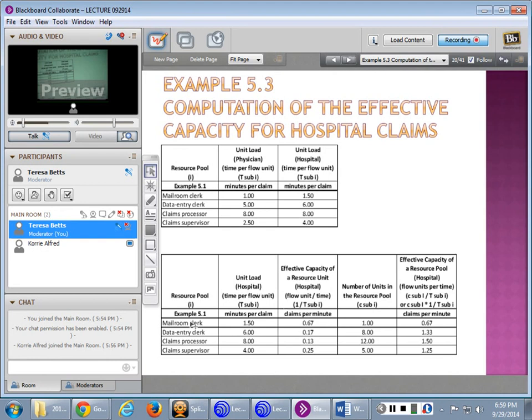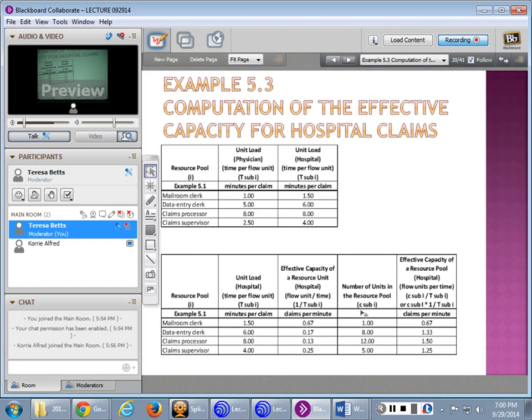So I have my resource pool, I have my unit load. To get my effective capacity, what do I have to do? 1 divided by T sub I. Yep, it's just the inverse. So 1 over 1.5 gives me 0.67, and I just do that all the way down. Then the number of units in the resource pool, we have 1, 8, 12, and 5. To get the effective capacity of that pool, I take the effective capacity of one resource unit in that pool times the number of resources that I have in that pool. Does that make sense?